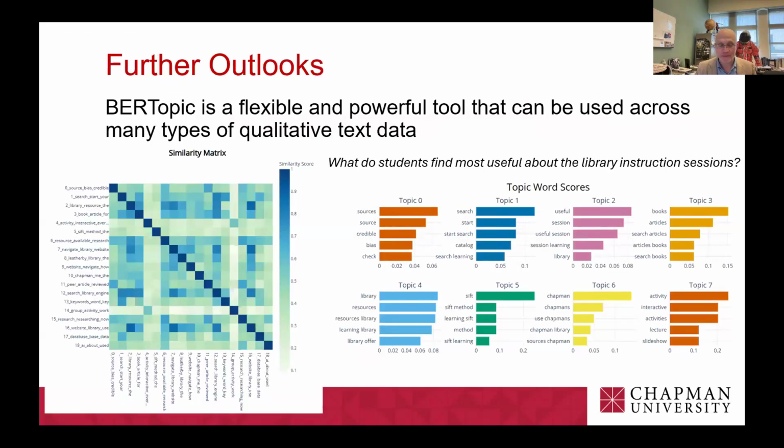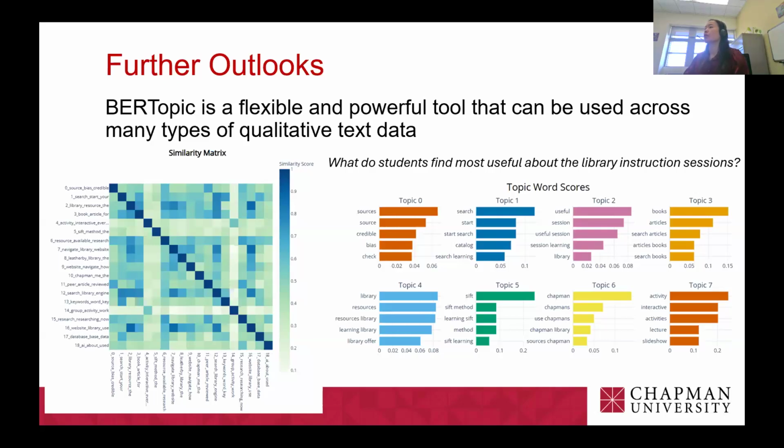So even though for our particular project, we looked at a corpus of disability studies literature, it's a flexible tool that we can also apply to a range of qualitative text data. So we used BERTopic on a library instruction feedback survey from first-year undergraduate students, where they were asked in an open-ended response, what do students find most useful about the library instruction sessions? And these are the visualizations we gained from BERTopic.